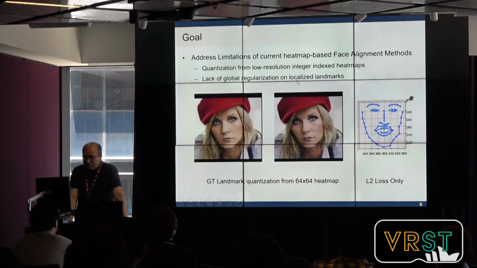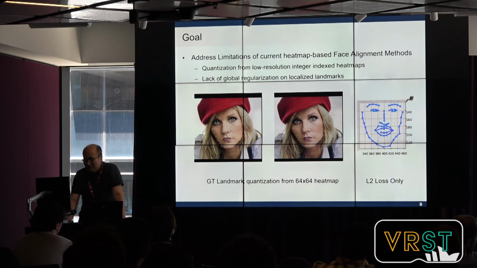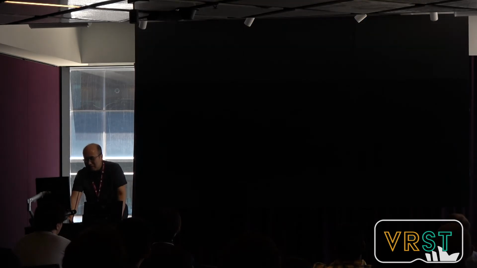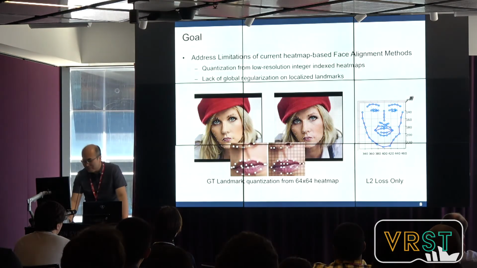Yeah, in this paper, we'll talk about how to address the limitations of the current heat map based face alignment method. We address two limitations. One is quantization, as I mentioned. Currently, the heat map is low resolution, and in this example, you can see the ground truth landmark position. When we use a low resolution quantized heat map, the landmark positions are aligned to the integer bin, and then you have a less accurate result.